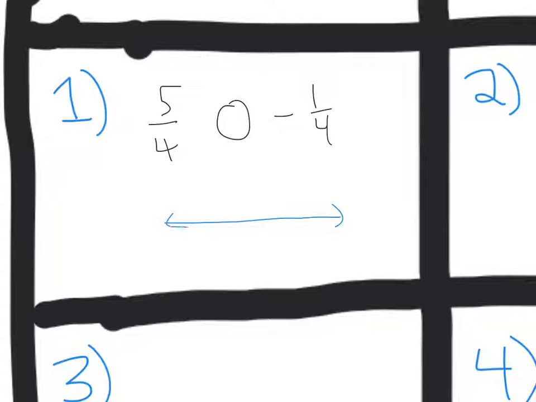By this point in time, you guys know that all numbers to the left of 0 are negative. So you have negative 1, negative 2. All numbers to the right of 0 are positive. And you can keep doing that forever and ever. So this one, since we are comparing a positive number to a negative number, our positive number is always going to be bigger. It's always going to be to the right of the negative numbers. So this one we can just fill in with the greater than. And that's read 5 over 4 is greater than negative 1 over 4.